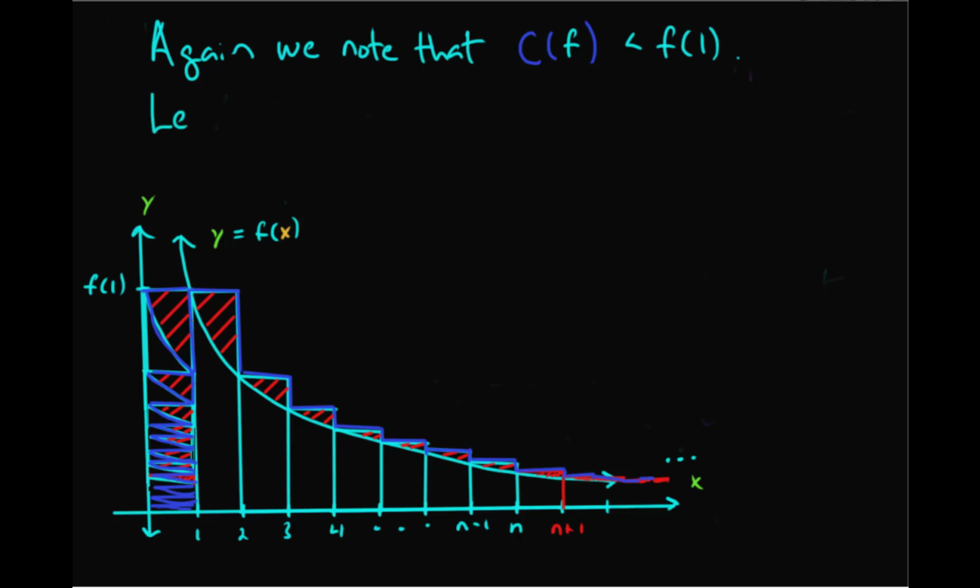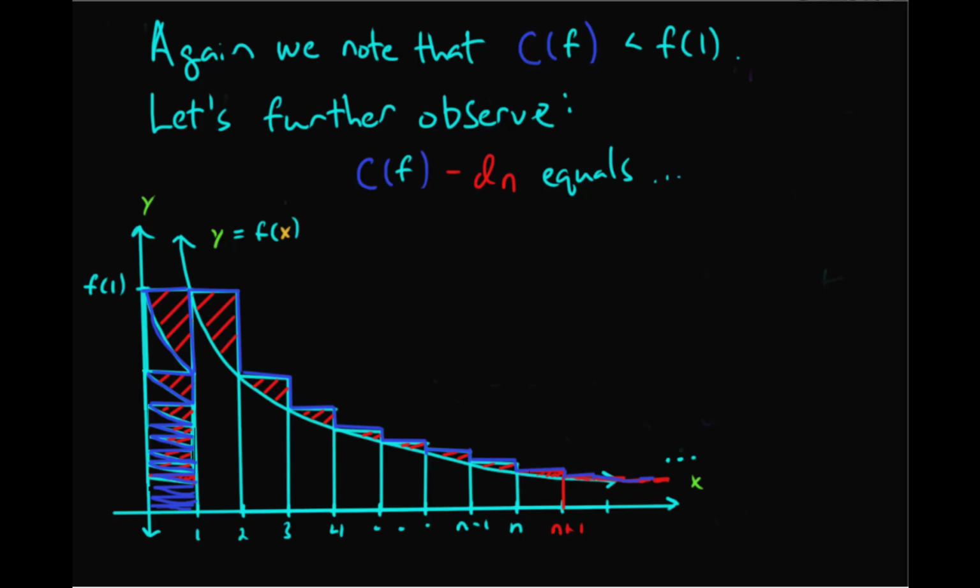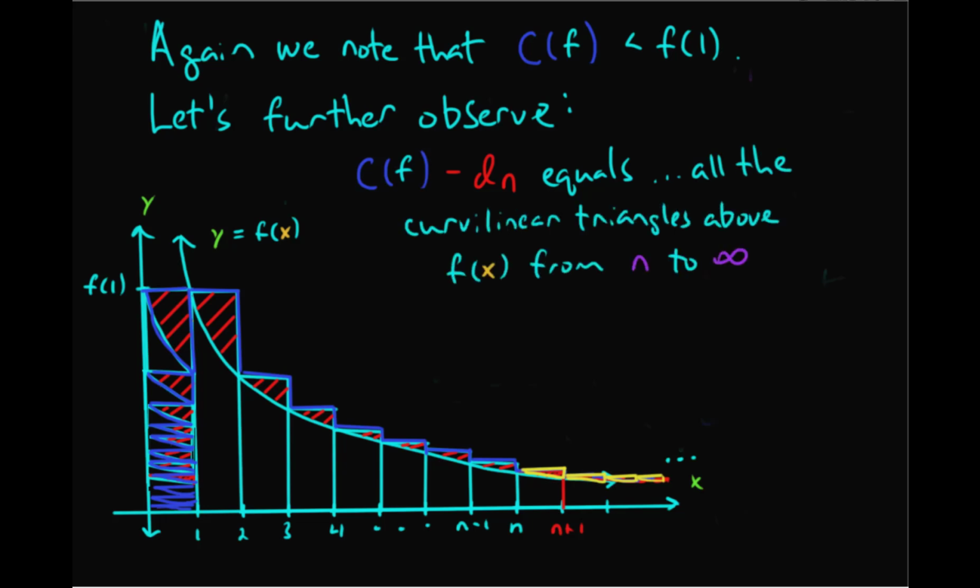And let's further observe that the difference between c of f and d sub n, remember c of f is the area of all the curvilinear pieces as n approaches infinity, and d sub n is just the area of the curvilinear pieces up to some fixed value n. Well, the difference between that limit and d sub n equals, well, we can visualize it geometrically. That difference would just be the total area of all the curvilinear triangles above f of x from n to infinity. So I'll highlight the curvilinear triangles representing that difference in yellow.